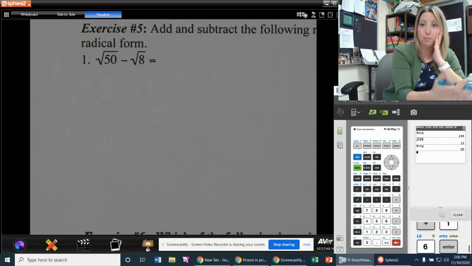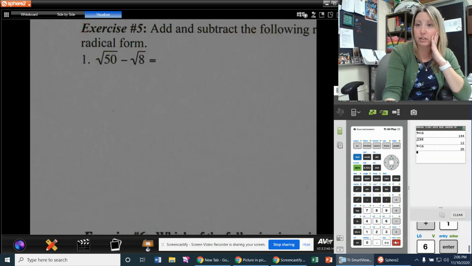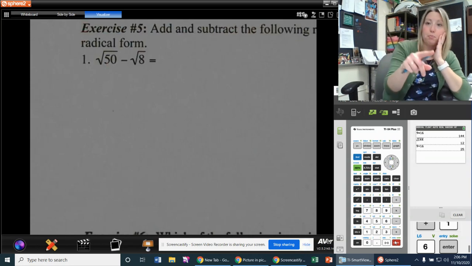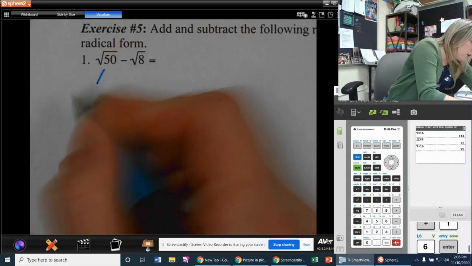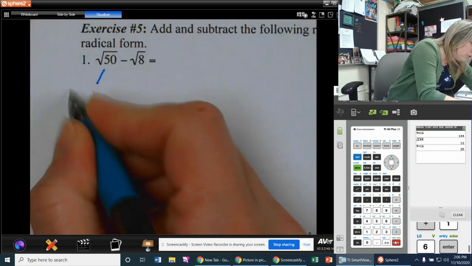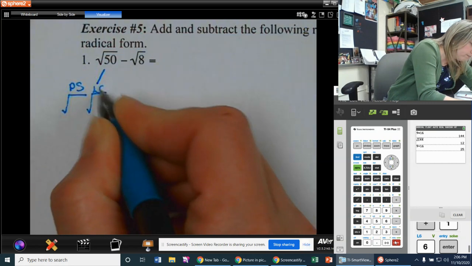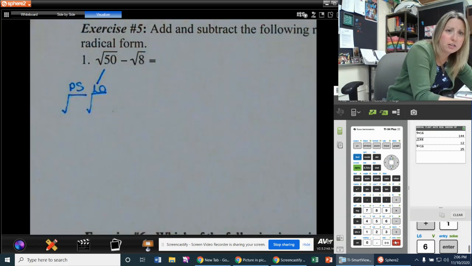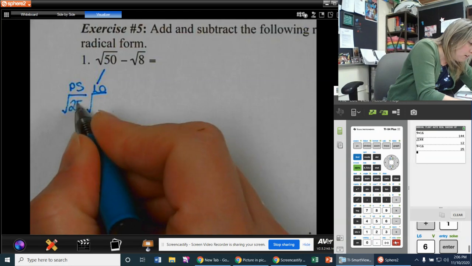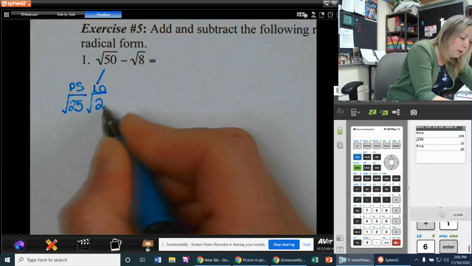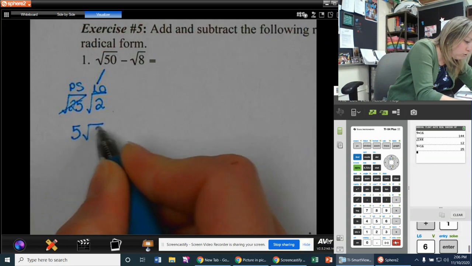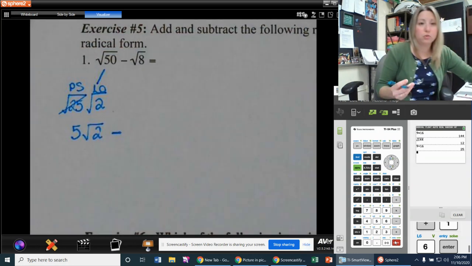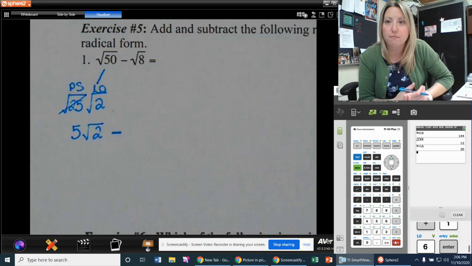And it turns out that both 50 and 8 are evenly divisible by perfect squares. So there's some perfect square factors that are still under the radical and they're not allowed to stay. So let me come over here, simplify 50 into perfect square and leftover. The perfect square that divides into 50 is 25. 50 divided by 25 is 2 for my leftover. Square root of 25 is 5 radical 2. So that is what I'm going to use instead of radical 50.